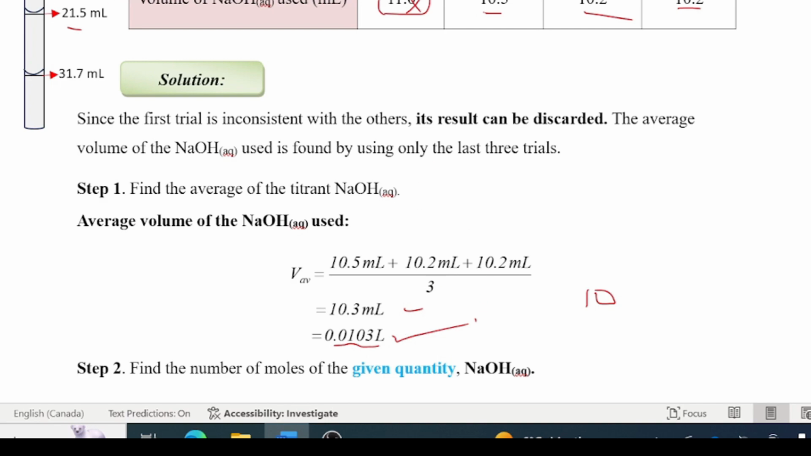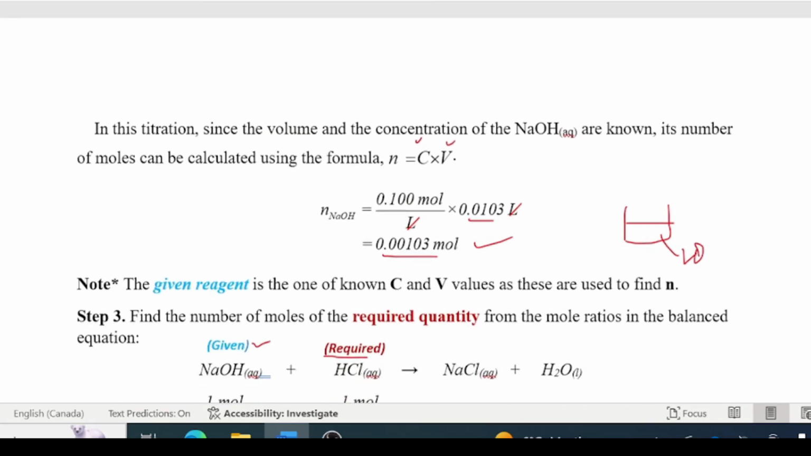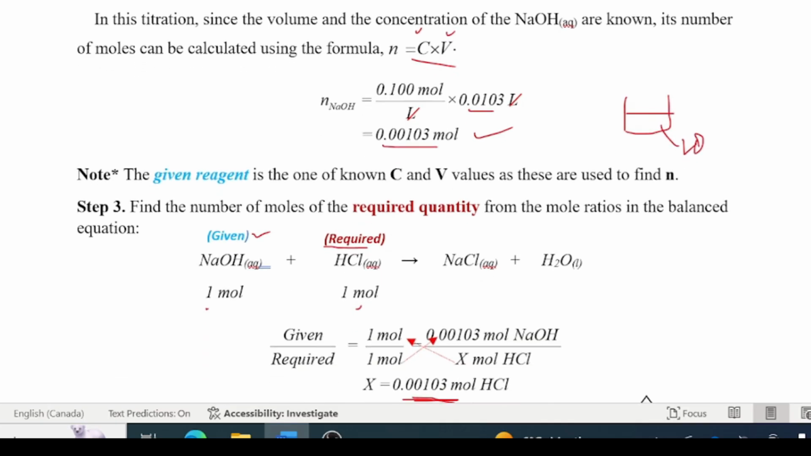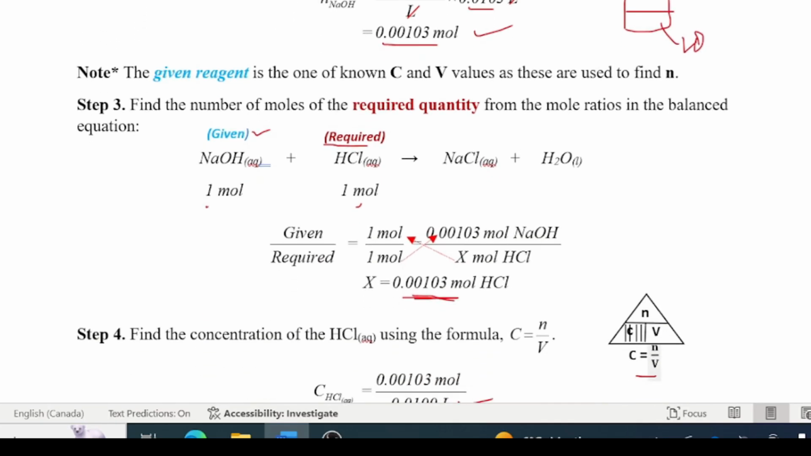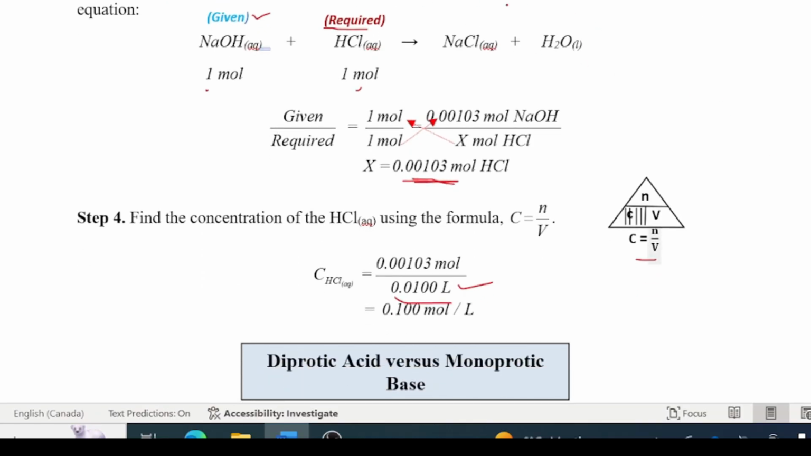Now that you know the concentration of that sodium hydroxide, you can know how much was used in one titration. n is equal to C times V. That's the number of moles of sodium hydroxide that is required to neutralize 1 aliquot of your HCl. You want to know how many moles of HCl are in that aliquot: balance an equation, show the mole ratio, and that becomes the required quantity.